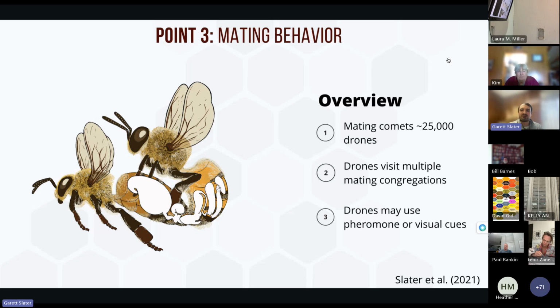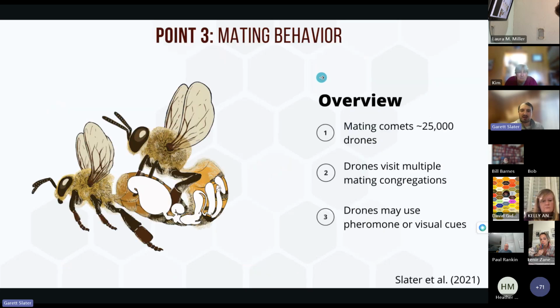Now, let's say a queen does arrive at those DCAs. The drones will form massive drone comets and chase after the queen. If there are 1,000 to 20,000 drones competing for one queen, you can imagine how competitive that environment is. Only about 15 to 20 males are actually successful at mating out of the 1,000 to 25,000. It's an extremely competitive environment, and only a few drones are actually successful at mating with a queen.